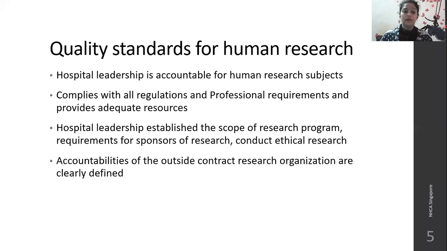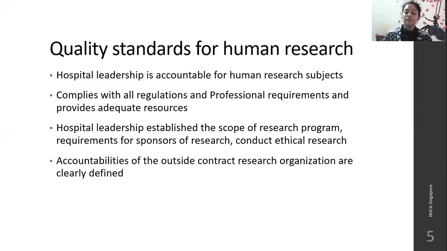Quality standards for human research. Hospital leadership is accountable that human research subjects comply with all the regulations and professional requirements, and provides adequate resources. Everything should be transparent when you're taking consent for the human subjects to participate in a research. Hospital leadership establishes the scope of the research program, the requirements of sponsors of research, and conducts ethical research.